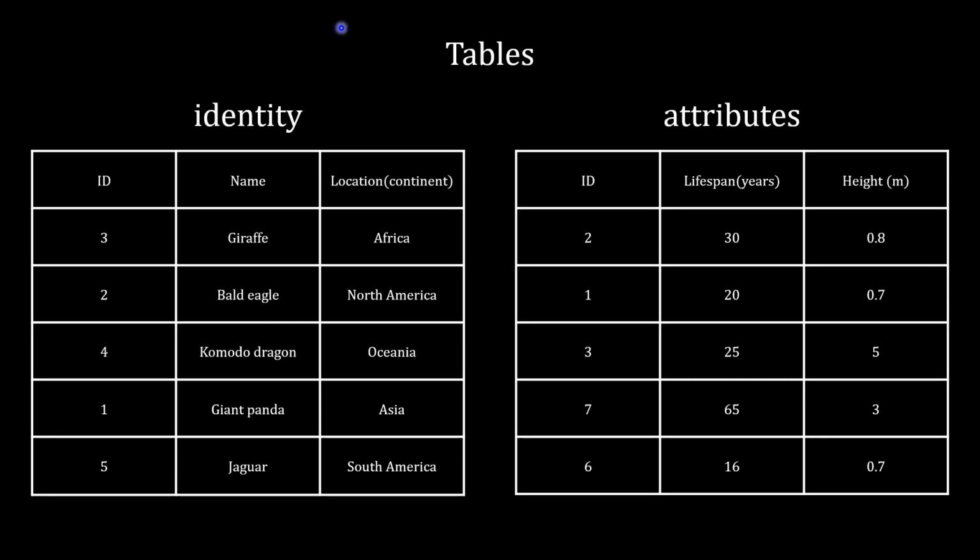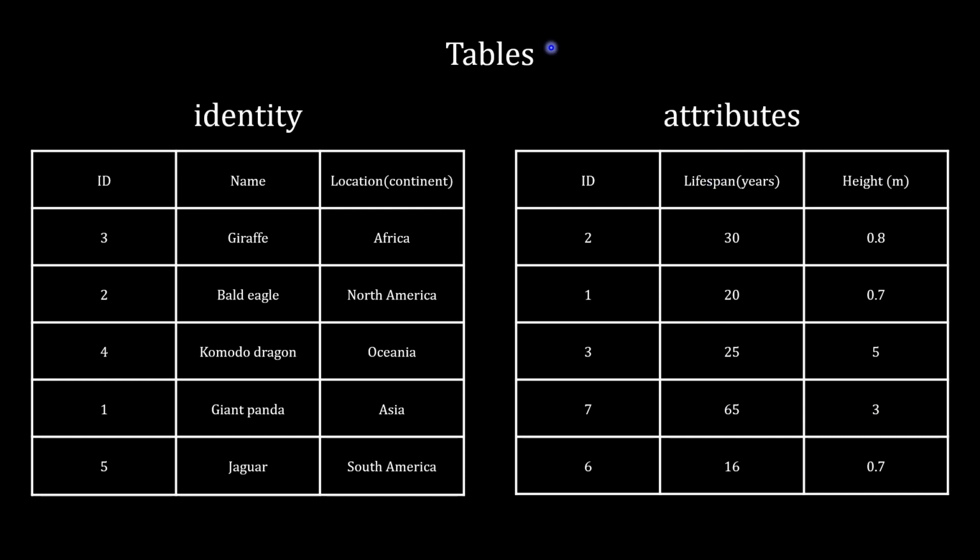So these are the two tables that we're going to be using throughout the course of the video in the examples of the joins. So the identity table, which identifies all of the different animals, and the attributes table, which shows the lifespan and height of the animals.